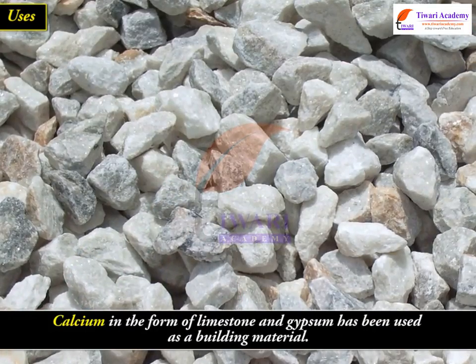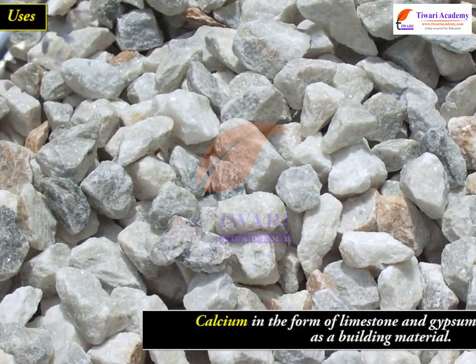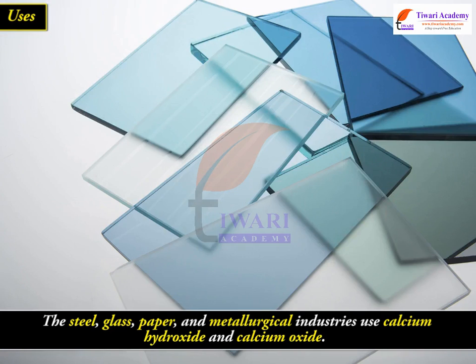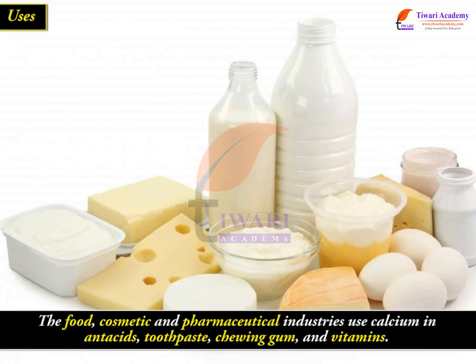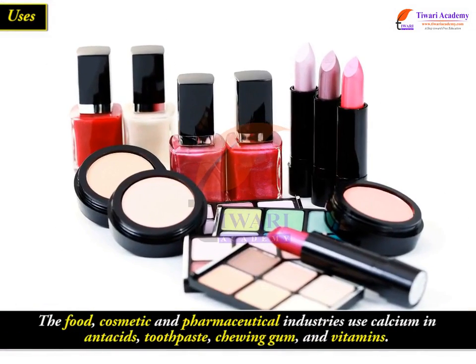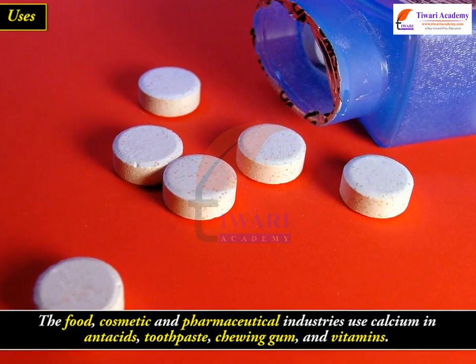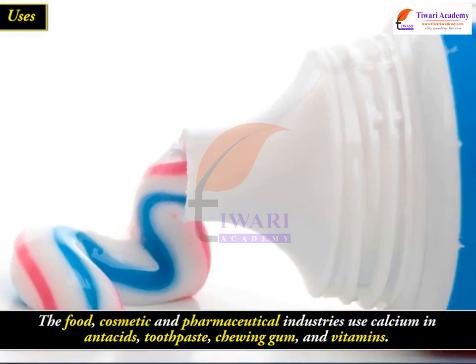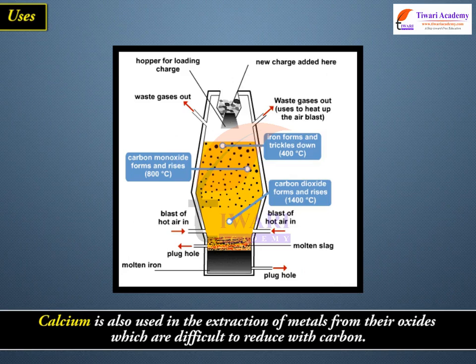Calcium in the form of limestone and gypsum has been used as a building material. The steel, glass, paper and metallurgical industries use calcium hydroxide and calcium oxide. The food, cosmetic and pharmaceutical industries use calcium in antacids, toothpaste, chewing gum and vitamins. Calcium is also used in the extraction of metals from their oxides, which are difficult to reduce with carbon.